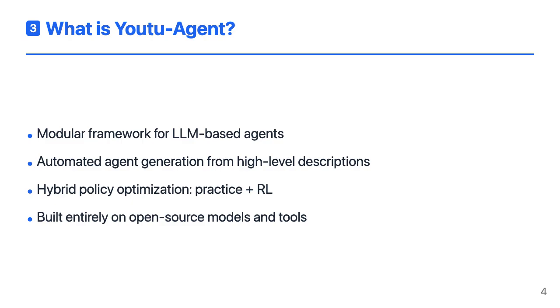Youtu-Agent is a full-stack framework for building and improving LLM agents. It gives you a clean modular architecture, plus automation that can generate agents from just a high-level description. On top of that, it adds a hybrid optimization system, a lightweight practice mode that improves behavior without touching model weights, and a full reinforcement learning pipeline for deeper gains. Importantly, all of this is built on open-weight models, so you don't need proprietary APIs like GPT or Claude.